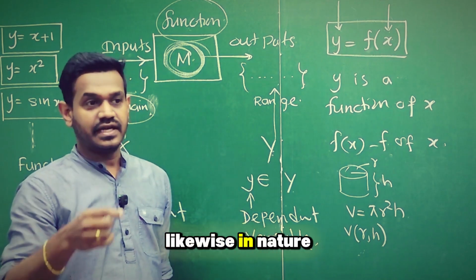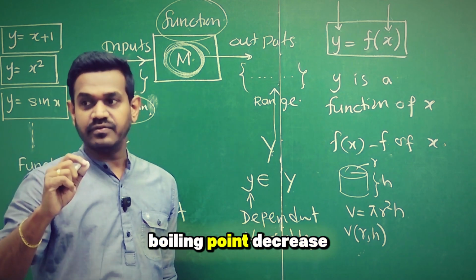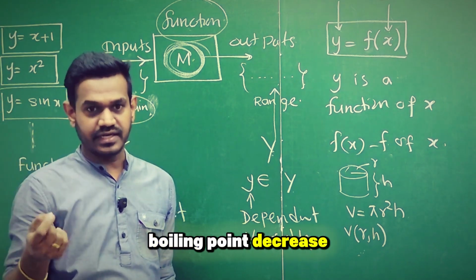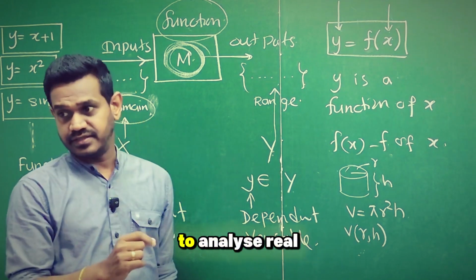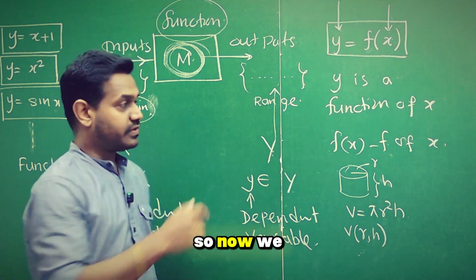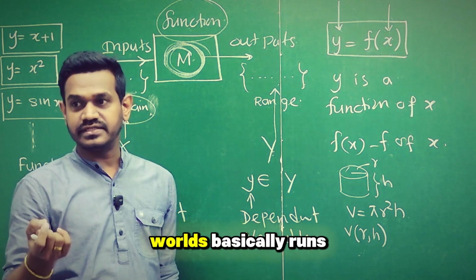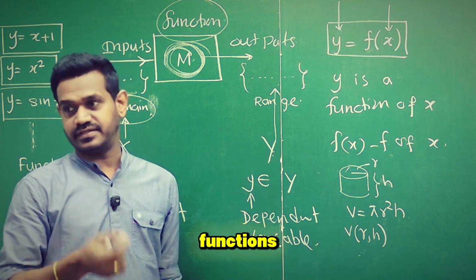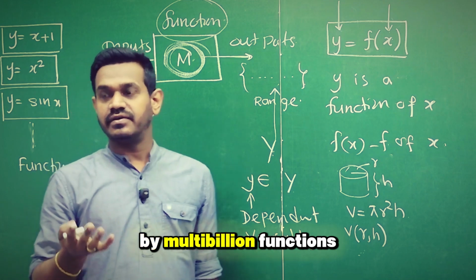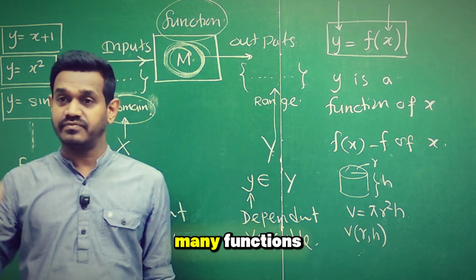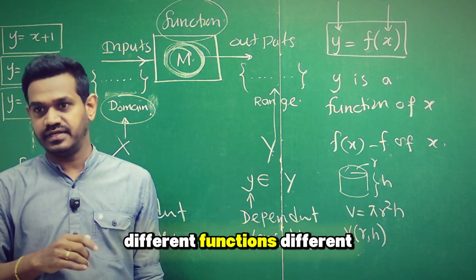No? Likewise, in nature also we have different connections between two variables. Okay, boiling point decreases with height, with altitude, no? Likewise, there are many different connections. Then to analyze the real world, we need functions. So now we are in the artificial world, digital world, and mathematical world. All those worlds basically run with multi-billion functions. When we discuss our world, all the things are made by many functions. Still they are finding functions. To describe this real world, we need to identify different functions, different functionalities.